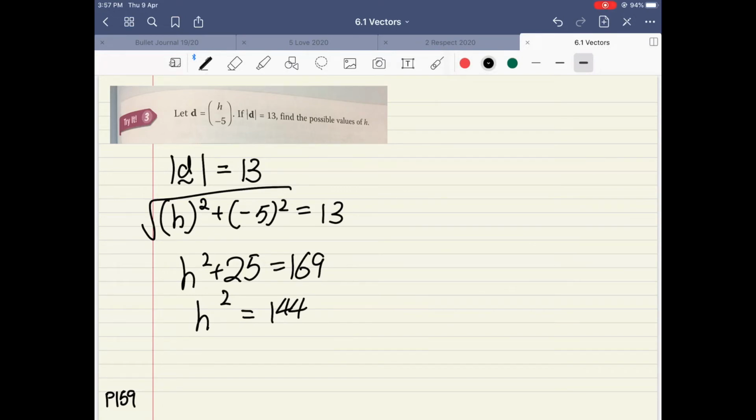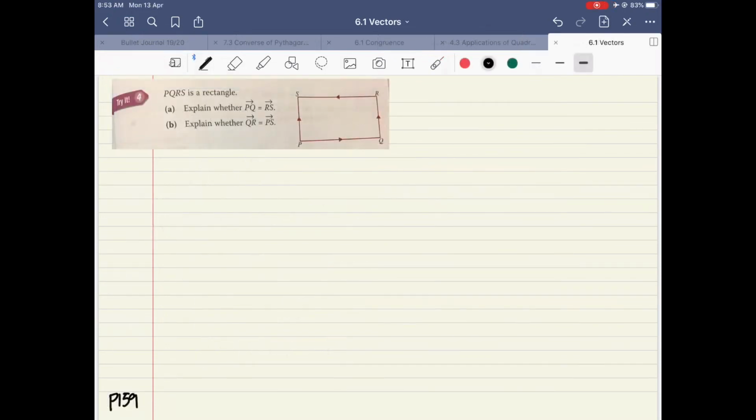Now be careful here. When you square root both sides to get rid of the square, here and here, excuse me, what you get is h equals to 12 or negative 12. Do not forget that whenever you square root a number, there's both a positive root and a negative root as well. And that is it for try it.